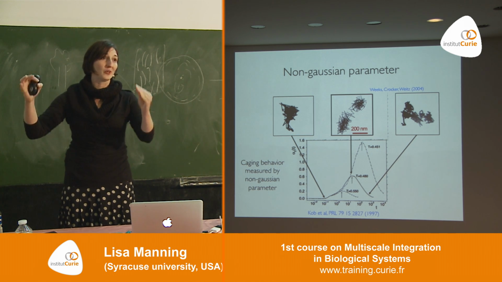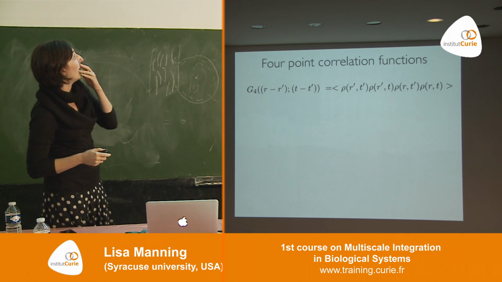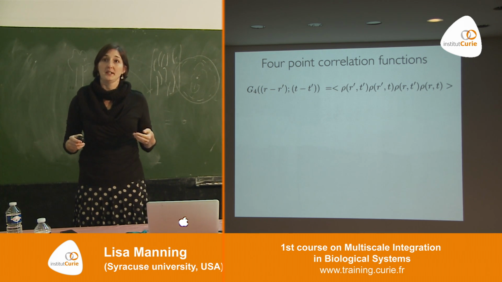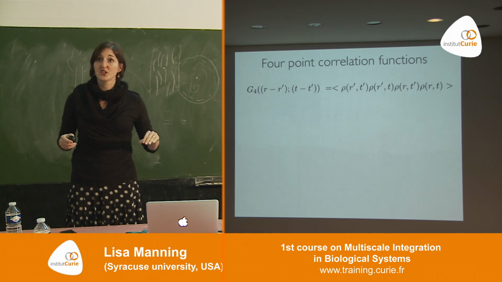That's sort of a gold standard, if you will. And then finally, another thing that people look at are what's called 4-point correlation functions, or chi-4, or dynamical heterogeneities.